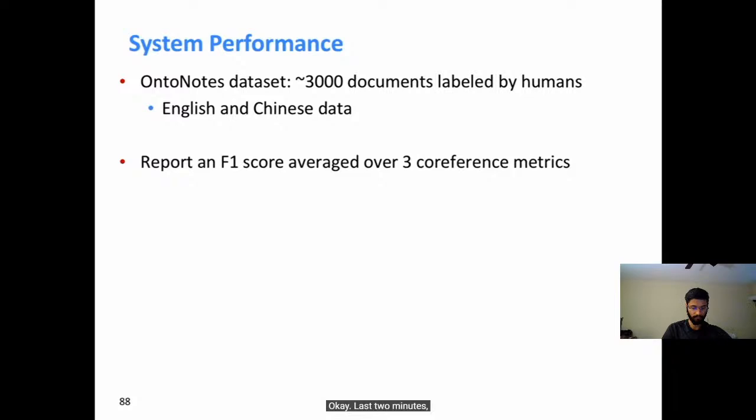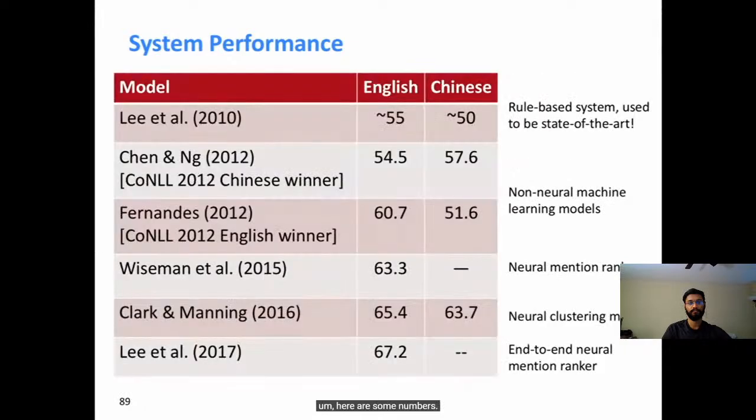Okay. Last 2 minutes just to give you some idea of performance. So these are results from the Ontonotes data set, which is about 3,000 documents, Chinese, English, labeled for coreference. The score I'm reporting is actually an average over 3 metrics, one of which is the one I just showed you, B-cubed. Here are some numbers.